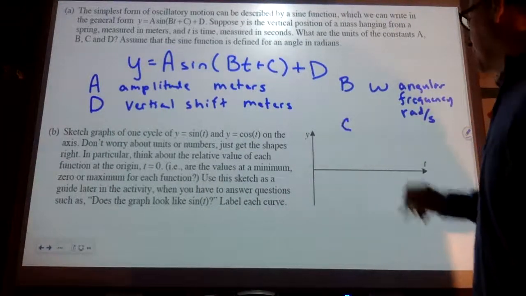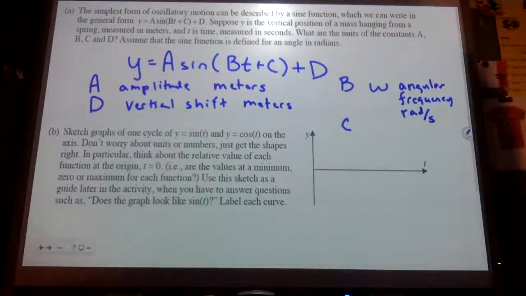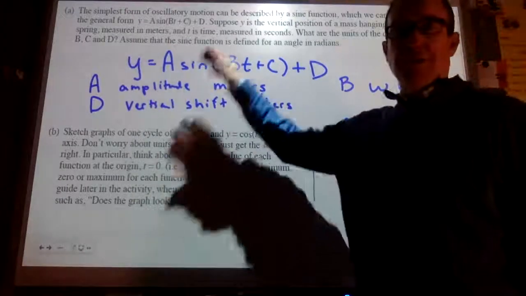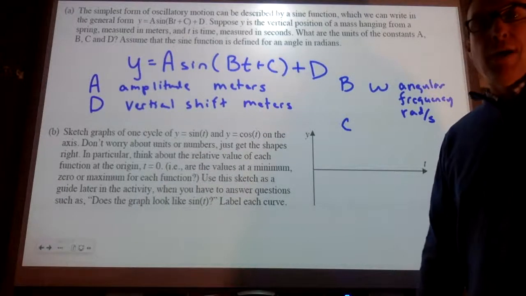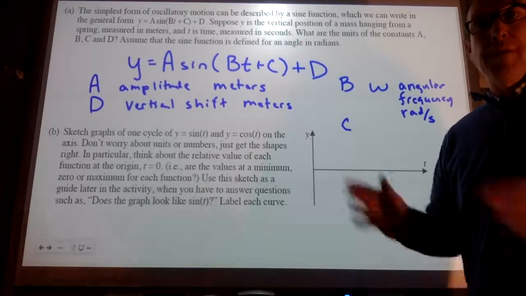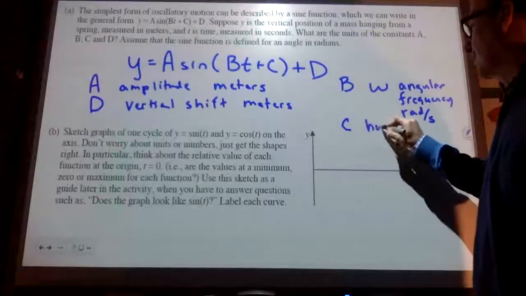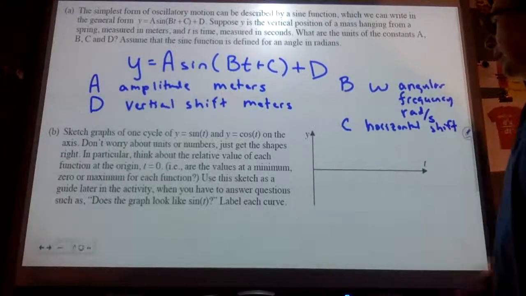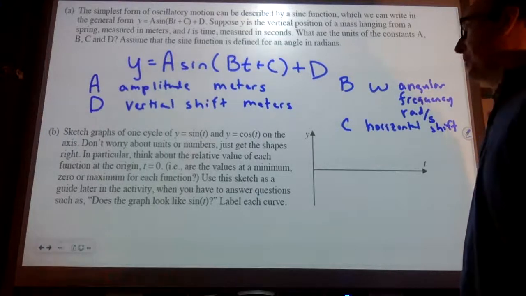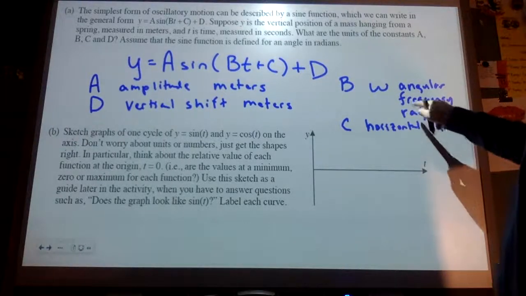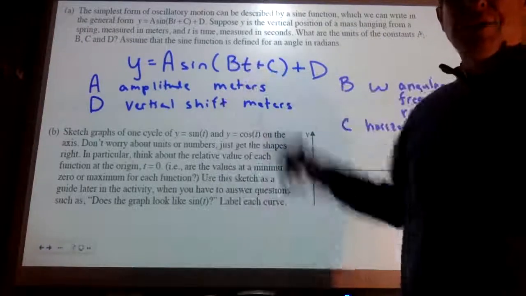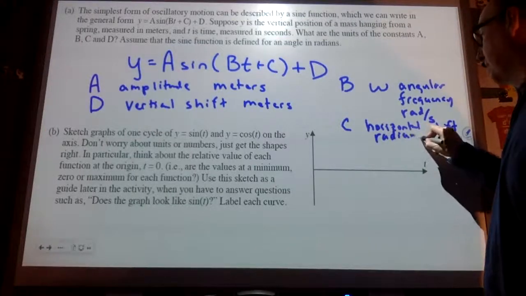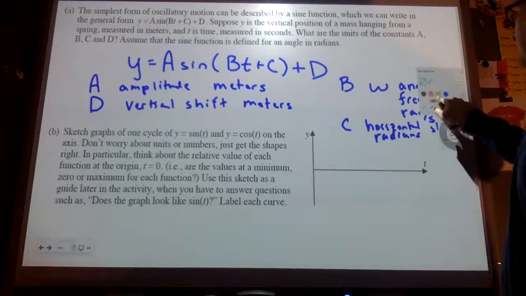And so that means that C is going to be our horizontal shift, right? Because this is our vertical shift. It's possible that our graph won't start perfectly on sine, and whatever that shift is, we would call that horizontal shift. It would be measured, if this is radians per second times t, which is seconds, I'm stuck with radians, and so C must be measured in radians. Okay, so make this smaller.